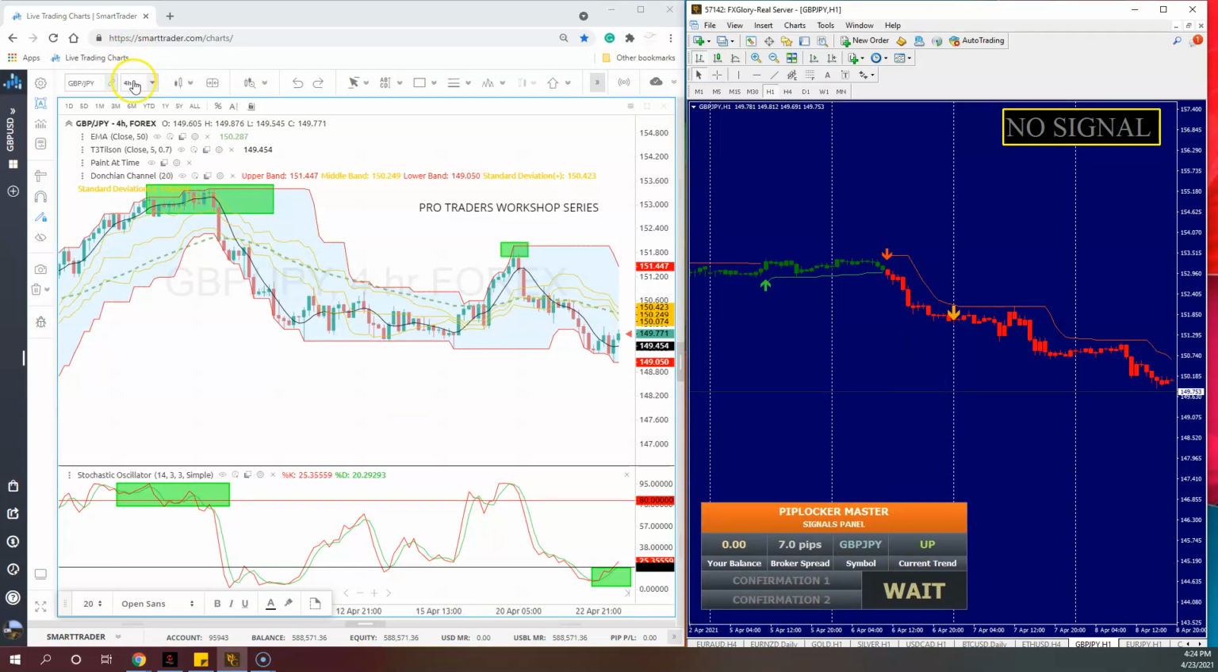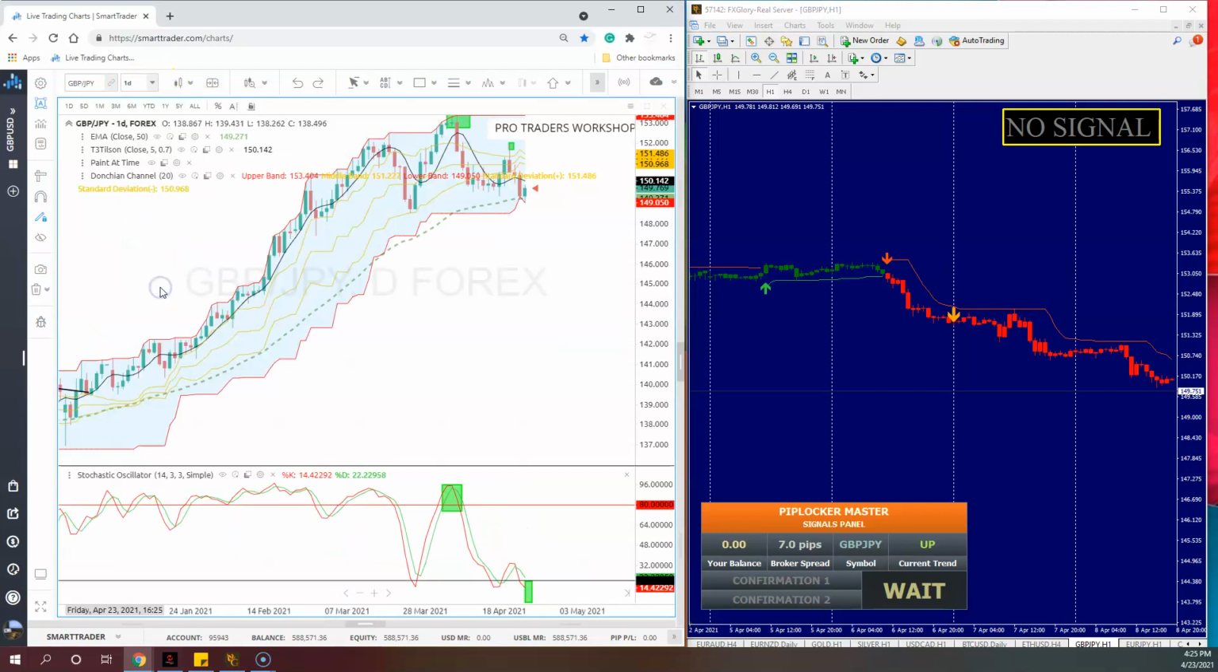This is a 4-hour chart. So what I'm looking for is 3 time frames that can give me confirmation as to overbought or oversold conditions. Donchian channel giving me the upper band, Piplocker giving me a sell signal to confirm what I see in price. So I'm looking at a 4-hour chart.